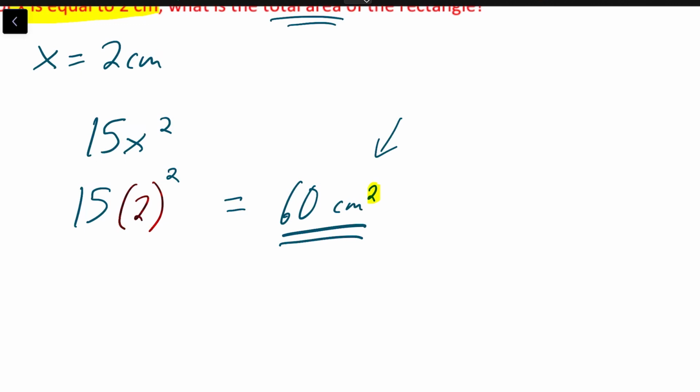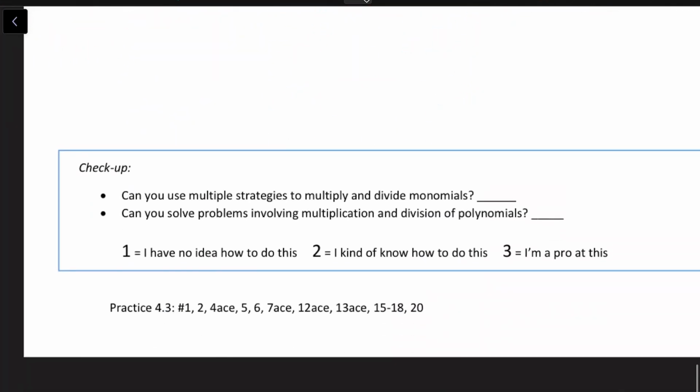All right, that's it for these notes. Hopefully by the end of this lesson, you should be able to use multiple strategies to multiply and divide polynomials and solve various problems, word problems specifically, involving multiplication and division of polynomials.